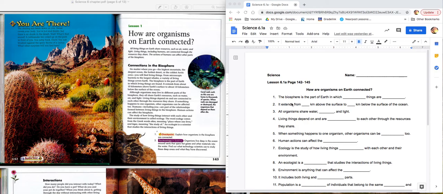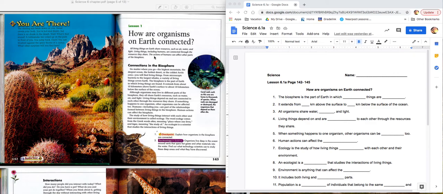So when we think about this, if you remember in chapter 1, guys, where we talked about the Earth being like an apple, that little thin layer of red skin on the apple is your biosphere. Where things can live, very small. Although organisms may live in different parts of the biosphere, they all share Earth's resources such as water, air, and light. Number 1, that's number 3.